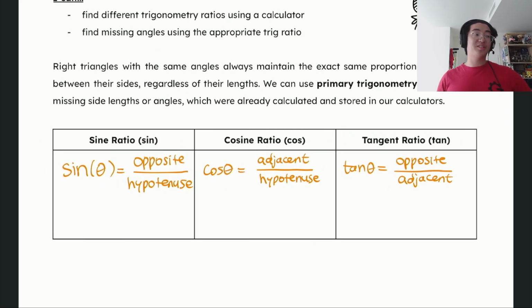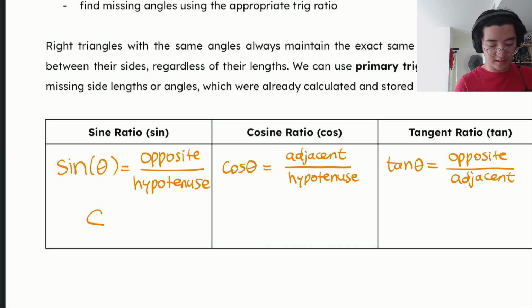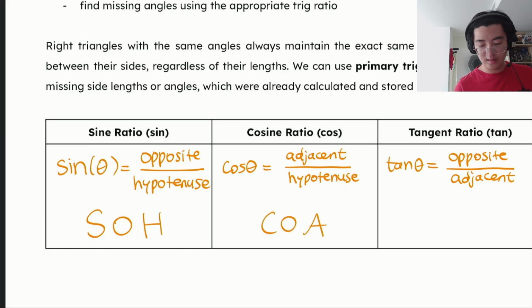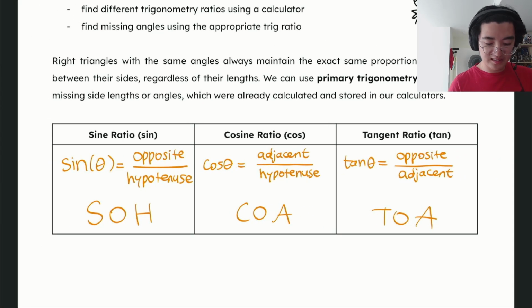So be very careful here. Do not mix up the order. The order here really matters. It's always opposite over hypotenuse, adjacent over hypotenuse, and opposite over adjacent. A quick catchphrase to think about is SOHCAHTOA. You'll hear this a lot.